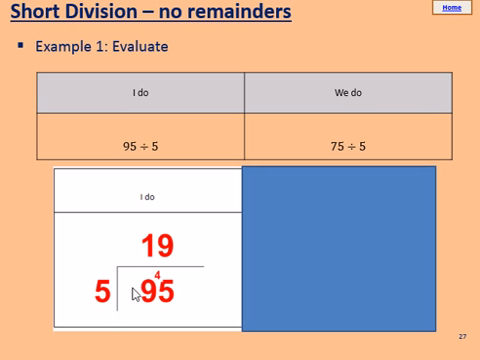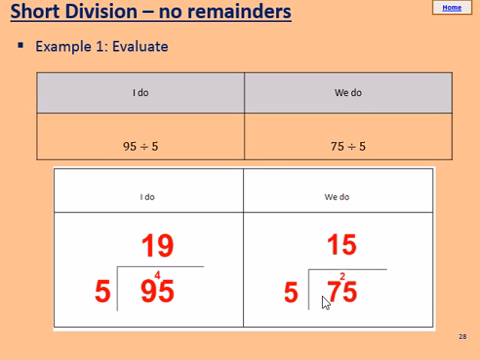We look how many 5s go into 9. That's 1. Remainder 4, so we carry the 4. So here we have 45, and we look how many times 5 goes into 45. That's 9. So our answer to this, 95 divided by 5 equals 19. Please try the we do yourselves. Pause the video and do 75 divided by 5 in your books.